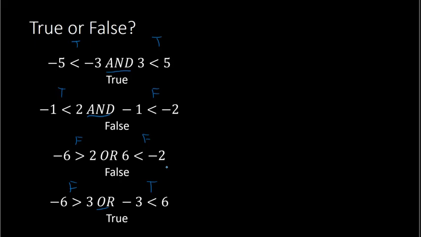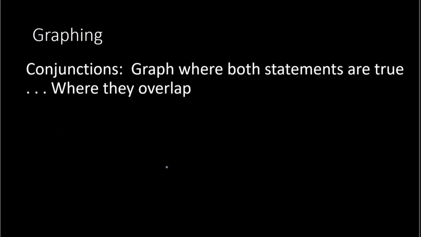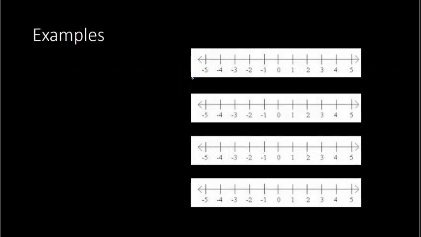Now the next part is how do we graph statements like this? So for conjunctions, we graph where both statements are true. In other words, where they overlap. For disjunctions, we graph where at least one of the statements is true, which would be every possibility. So for example, let's say we had x is greater than 2 and x is less than or equal to 4.